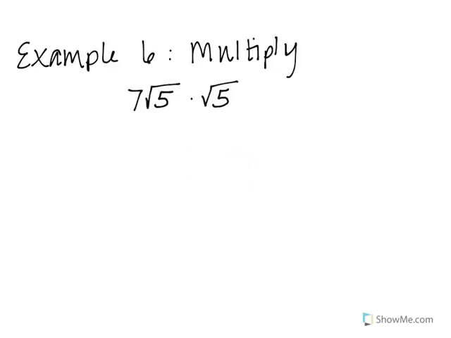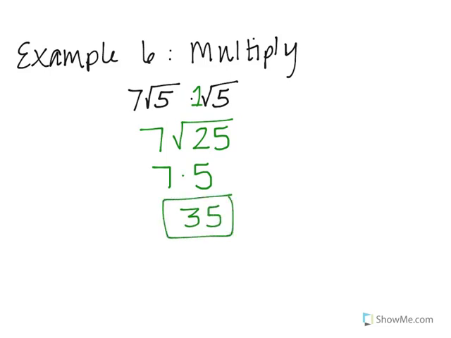Again, multiply what's on the inside with each other and then what's on the outside with each other. So we're going to pretend that this is a 1. So 7 times 1 is 7. And square root of 5 times square root of 5. 5 times 5 is 25. Now take the square root of 25, and we know that is 5. So that comes on the outside. And then 7 times 5 is 35.